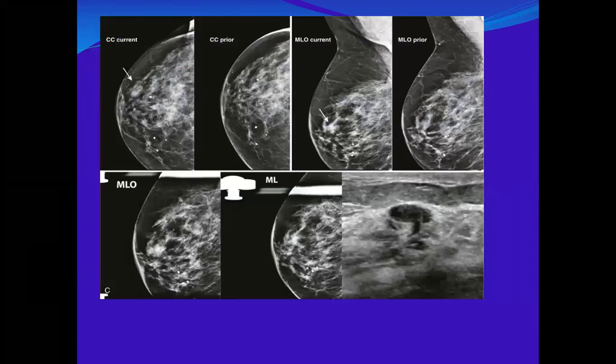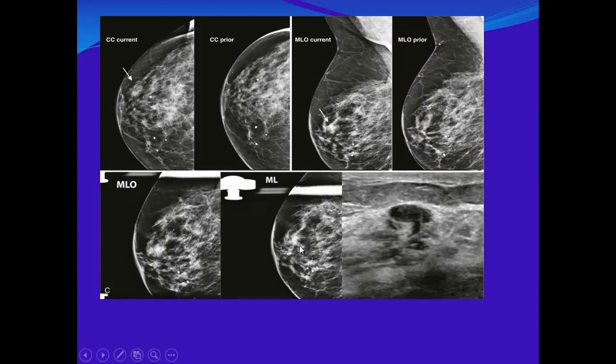Okay, and what about this? Very clear, huh? So again, this is the prior, and this is the current. There is a focal asymmetry seen on CC and MLO of the current mammogram that was not shown in the CC and MLO in the prior mammogram. I have to clarify to make sure this is a real lesion, not superimposition.